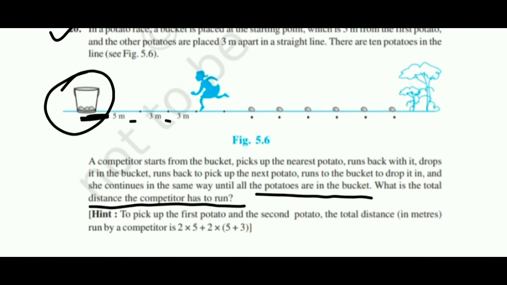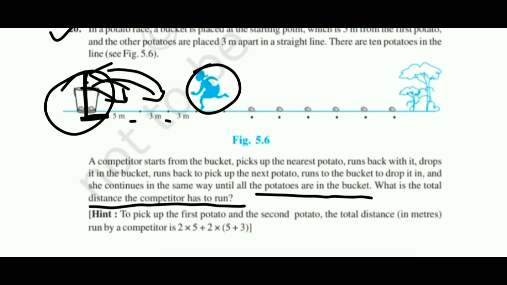Okay, that means this competitor, she starts from this point where the bucket is there. First she takes the first potato, that is 5 meters apart from the bucket, and she runs back and puts it in the bucket. Again she comes to pick up the next potato, and she goes back. Like that she is picking up all the potatoes which are kept in a straight line. Okay, now we need to find the total distance the competitor has to run if she is taking this way.